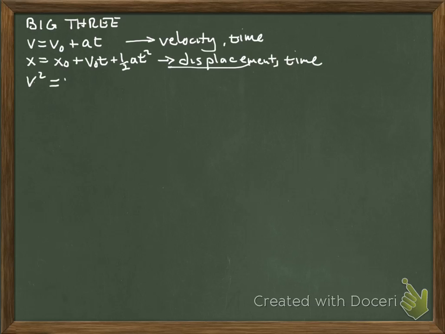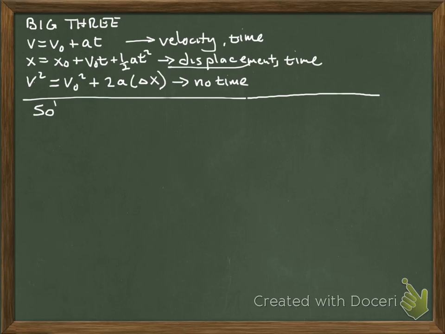Okay. Sometimes we're given a problem where we don't have time for initial conditions, including velocity and possibly how far something's gone. So that's what we want to find, where that equation comes from. v squared equals vo squared plus 2a delta x. So we're going to start with our first of the big three equations and solve for t.